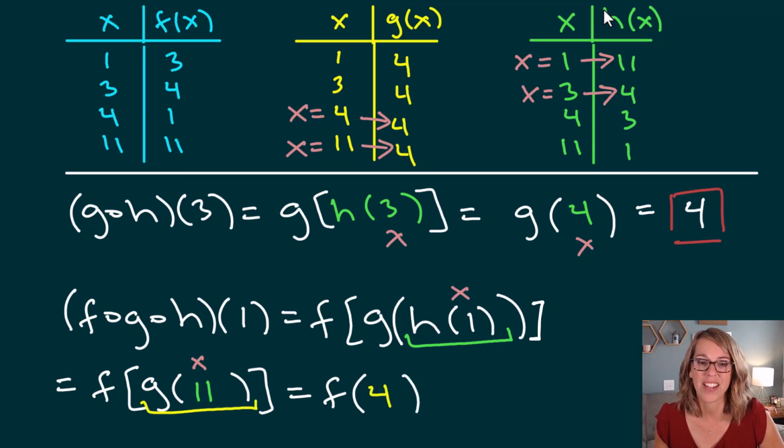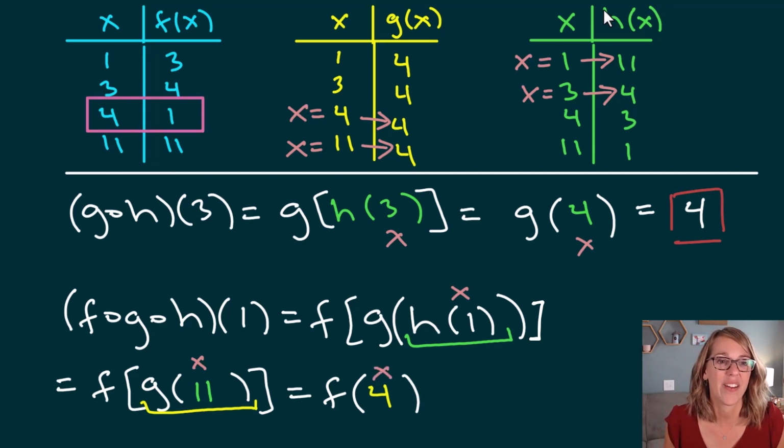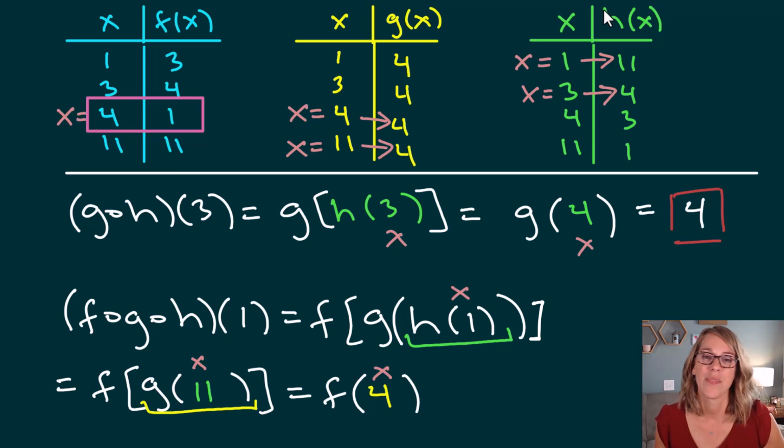So now I've got a brand new x for f. So if I go and find that over on f's table, where x is equal to 4, it matches to a 1, and f of 4 is equal to 1, and that's our answer.